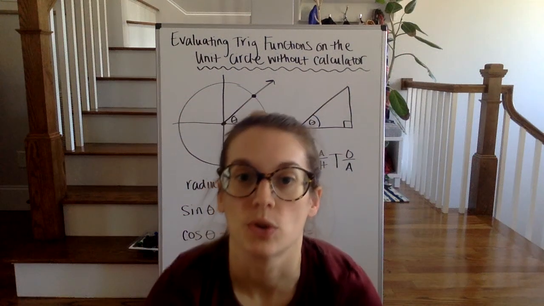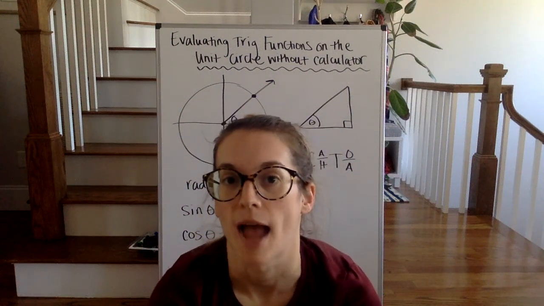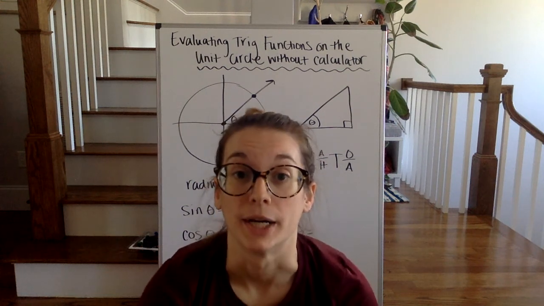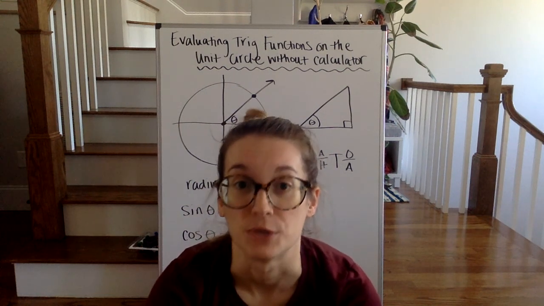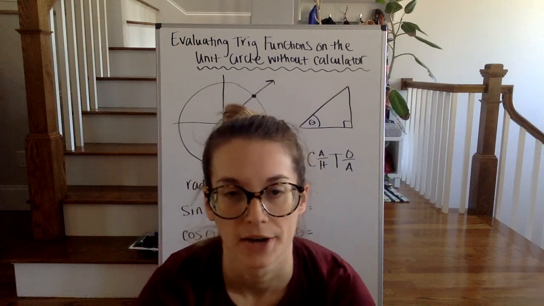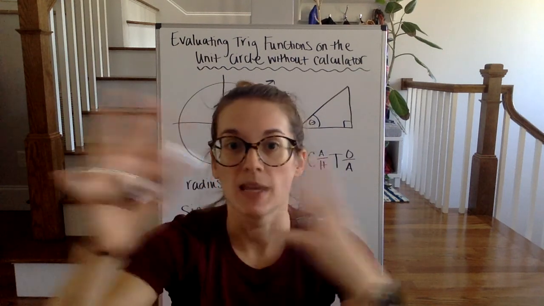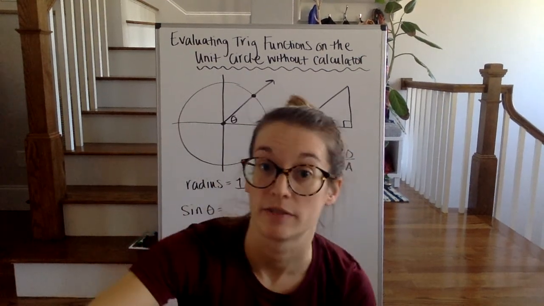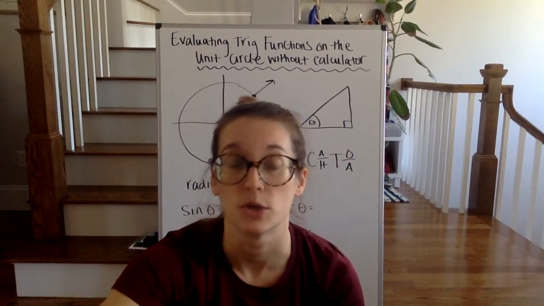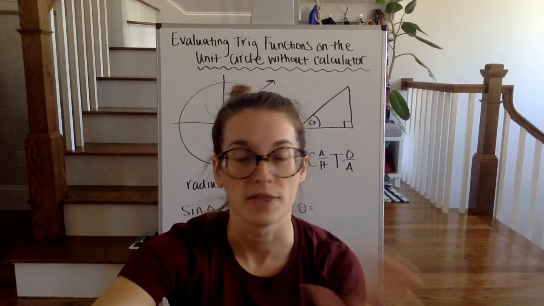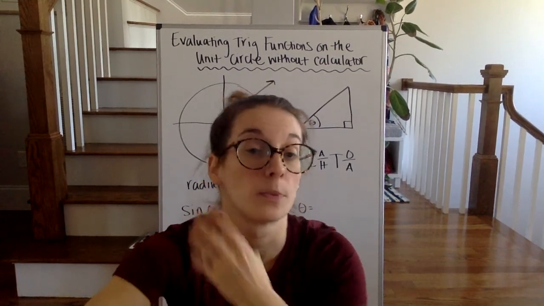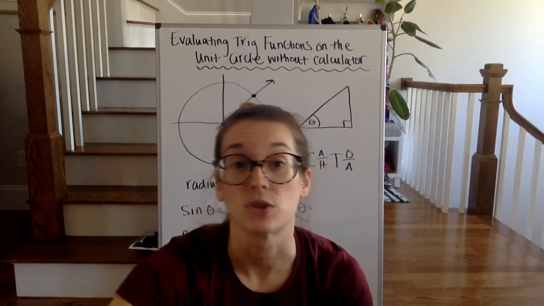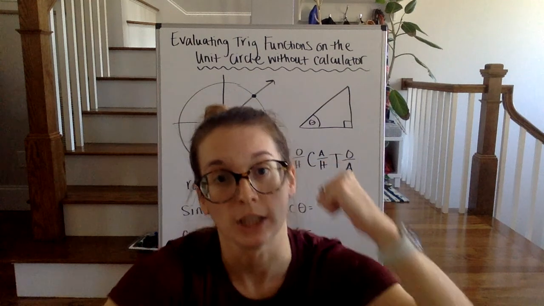All right, gang. So the goal for this week is to introduce how we can evaluate trig functions without a calculator when we've got angles on the unit circle. So let's take a look at the diagram, and we're going to set this up. You're going to be able to evaluate sine, cosine, tangent, and the reciprocal trig functions, cosecant, secant, and cotangent, all by hand without a calculator. And this is going to incorporate some things that we know about special right triangles, things that we know about SOHCAHTOA. So let's take a look.